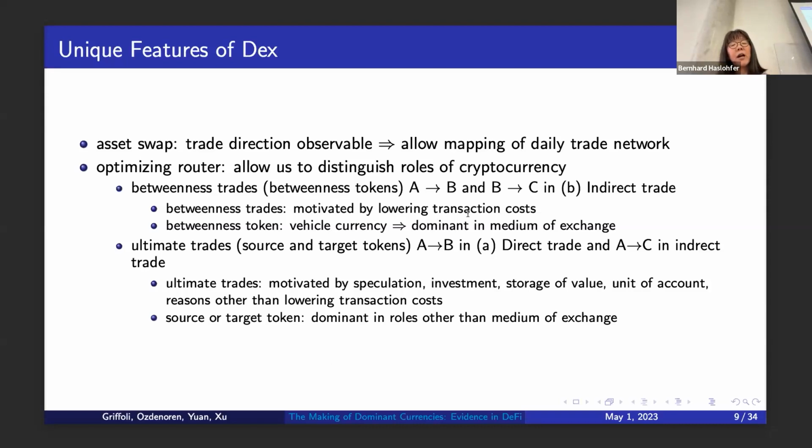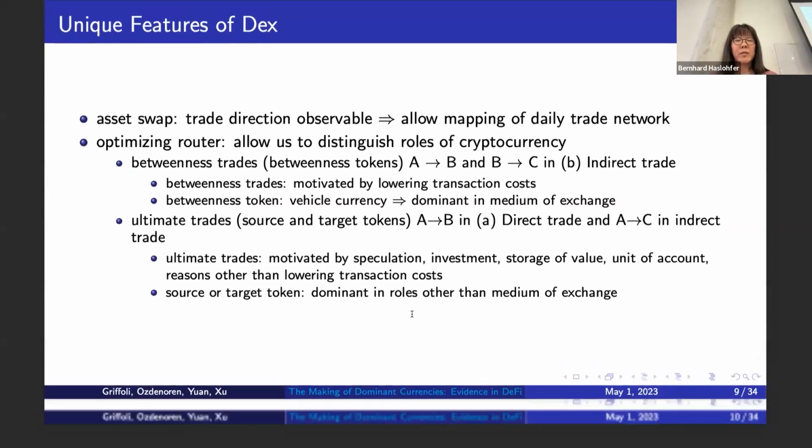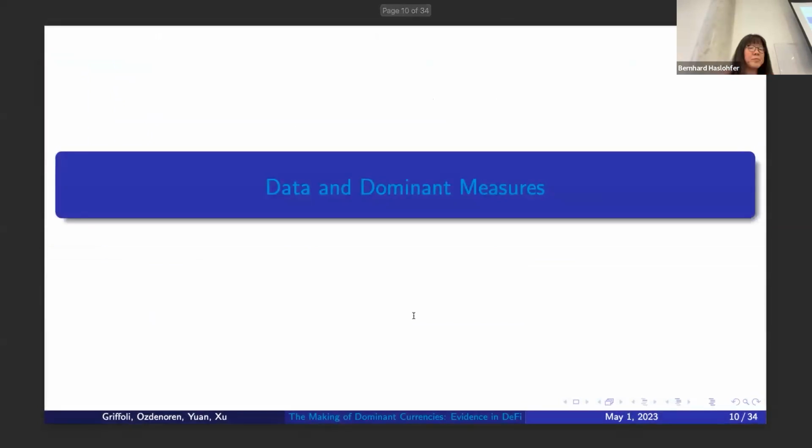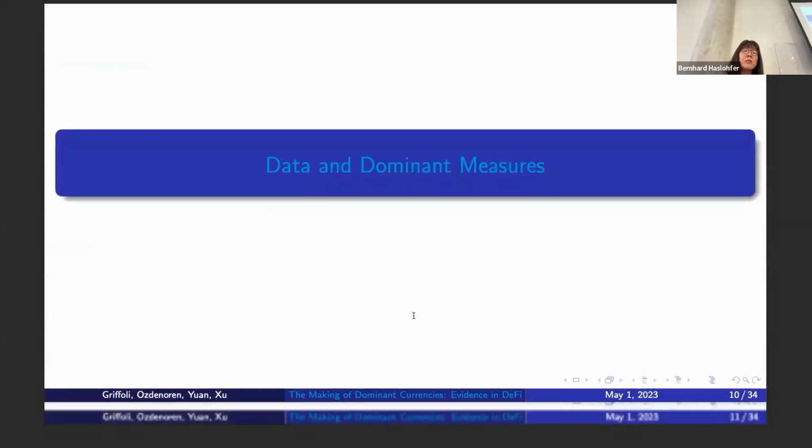The ultimate trades are the trades involving source and target tokens. These trades are motivated not by lowering the transaction cost per se, mostly for speculation, investment, or store of value, or unit of account, for reasons other than the medium of exchange. So for source and target tokens, any dominance metric will indicate they are dominant in roles other than medium of exchange. So that's the motivation for constructing the measurement.